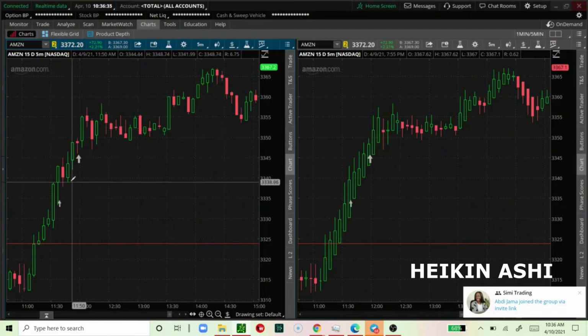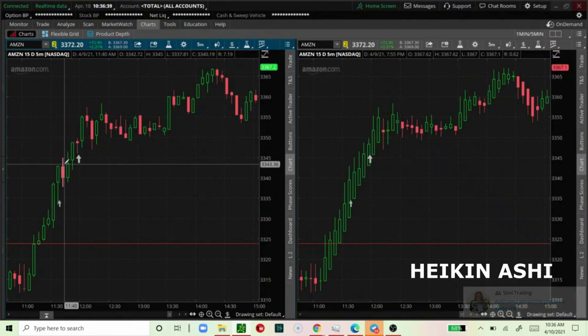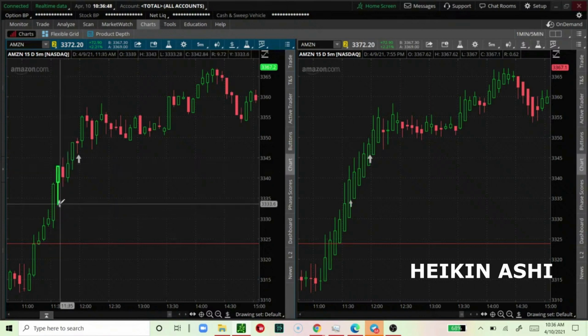So that's what I would expect. So your support and resistance levels let you know that a resistance is coming. Take your profit now, or at least take some profit. So where this candlestick is, let's see.